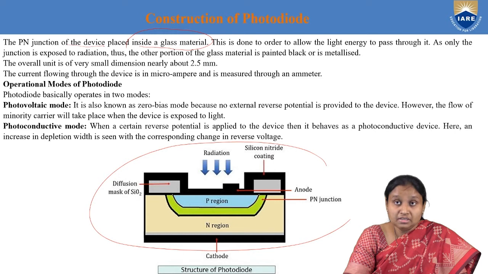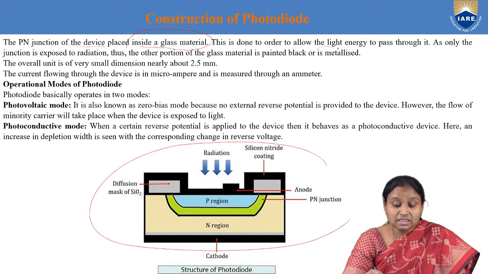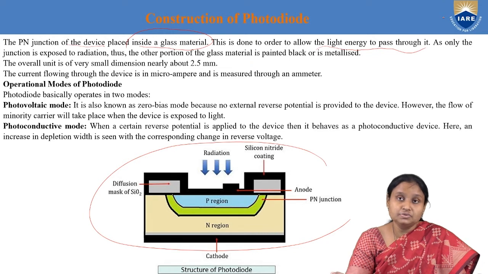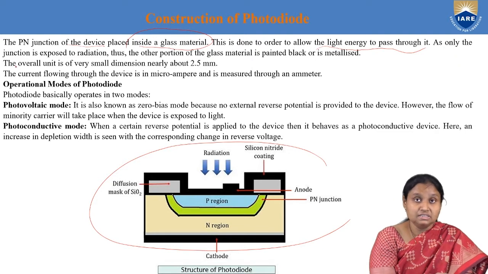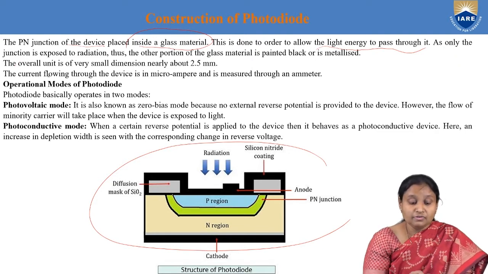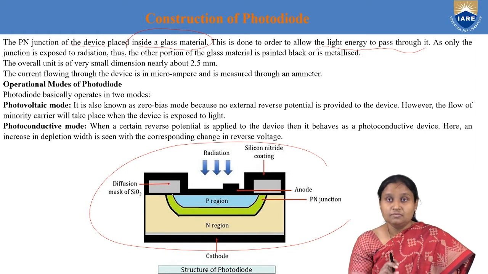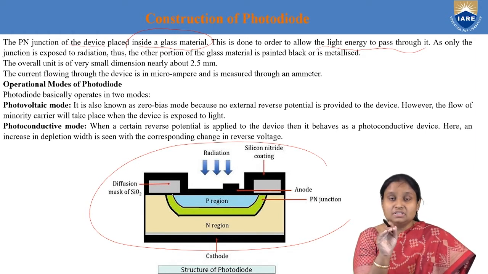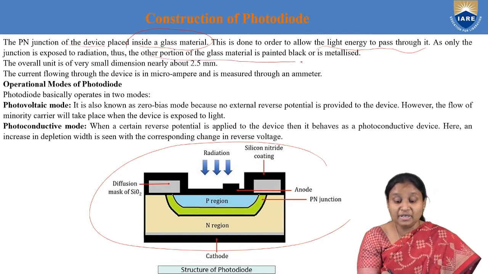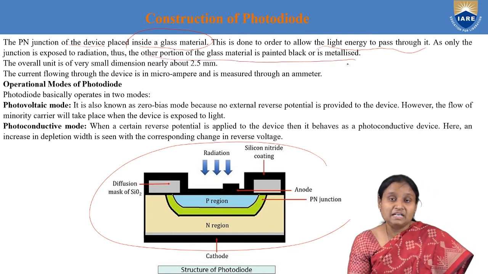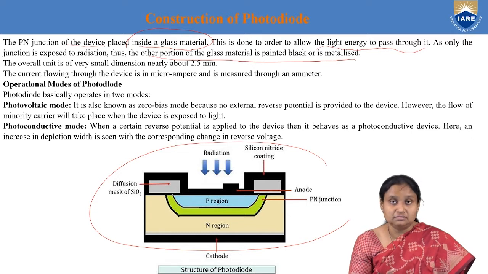And why are we keeping it in glass material? Because we want to allow the light energy to pass through it. We want light to pass through the glass and fall on our PN junction diode. Because we want to expose light only at the junction, that is the depletion layer, the glass region near the junction we leave as it is. But the other portion of the glass material, we paint black or metallize. Metallize means we coat it with metal.